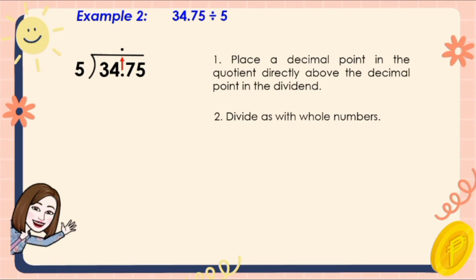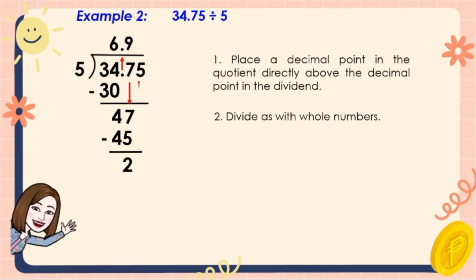34 divided by 5 equals 6. 6 times 5 equals 30. 34 minus 30 equals 4. Bring down 7. 47 divided by 5 equals 9. 9 times 5 equals 45. Subtract 47 and 45. The answer is 2.